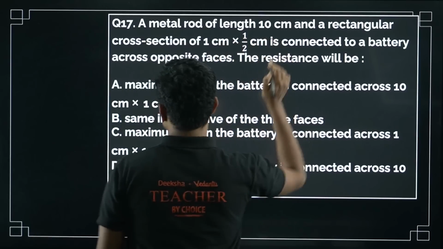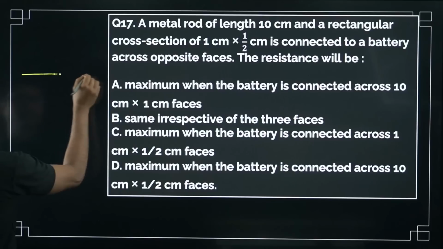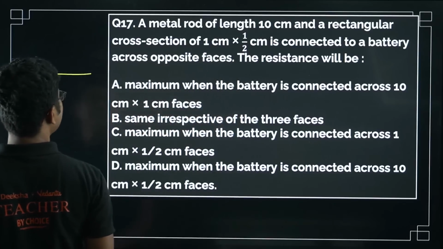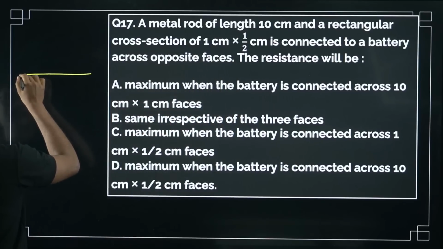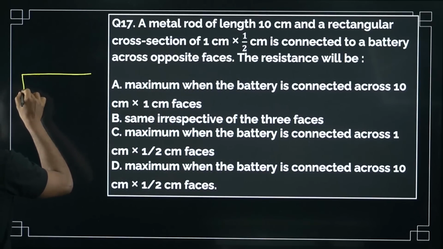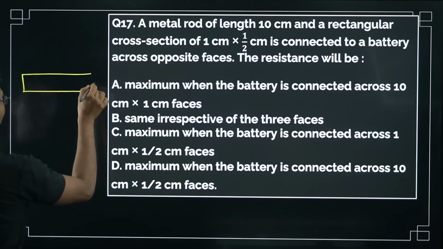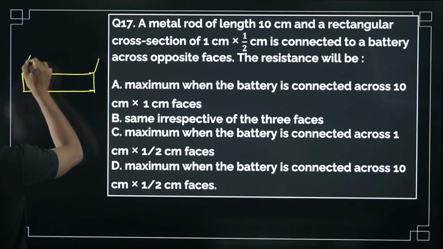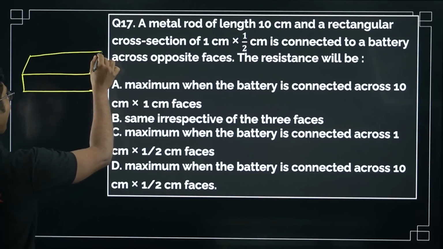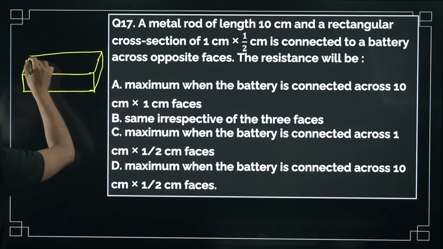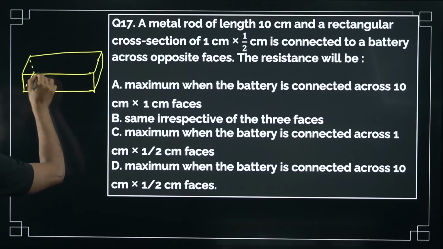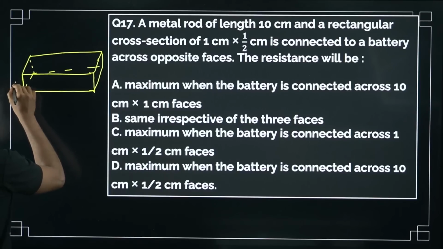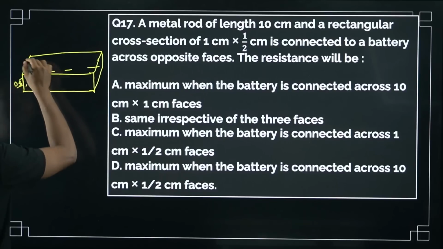A metal rod of length 10 centimeter, so length is fixed. Now it has a rectangular cross section of 1 centimeter into half centimeter. So basically that means it has a rectangle like this. This is how the rod consists of. This is half centimeter and this is 1 centimeter.